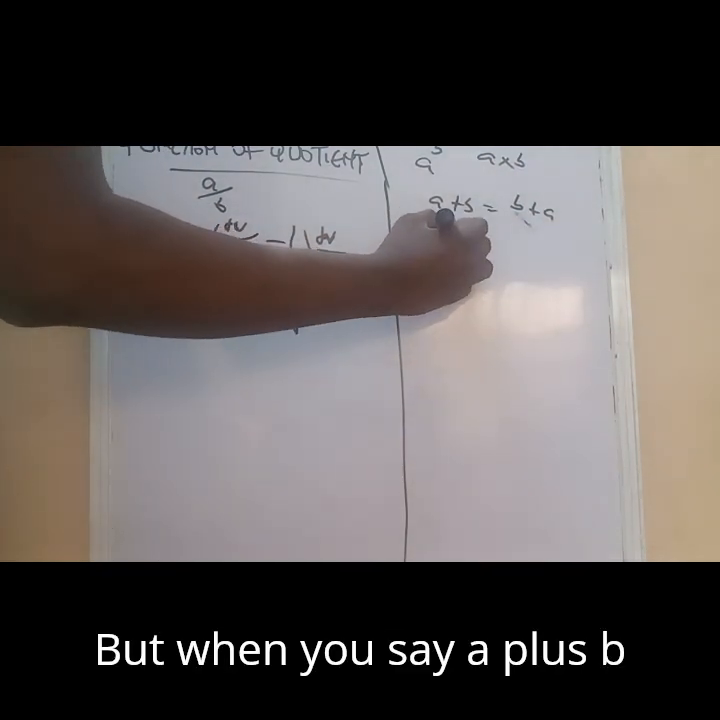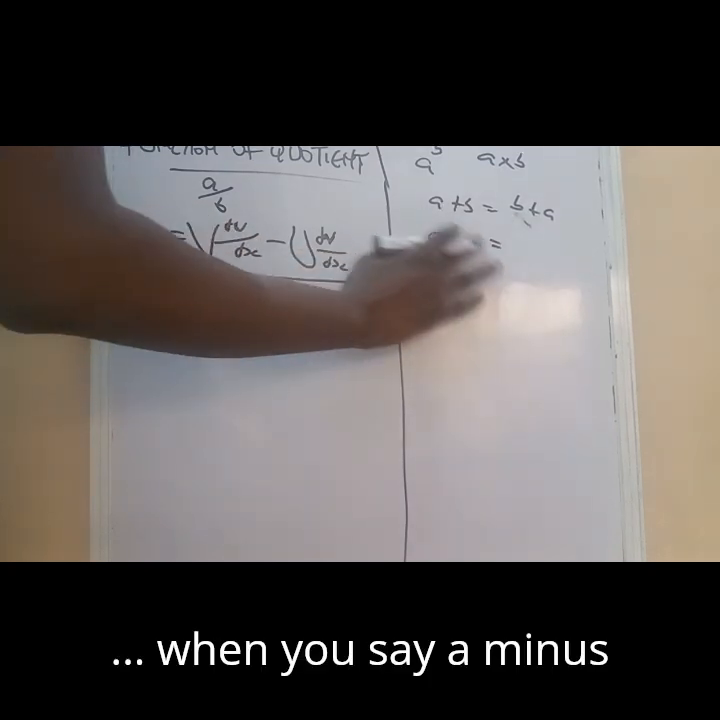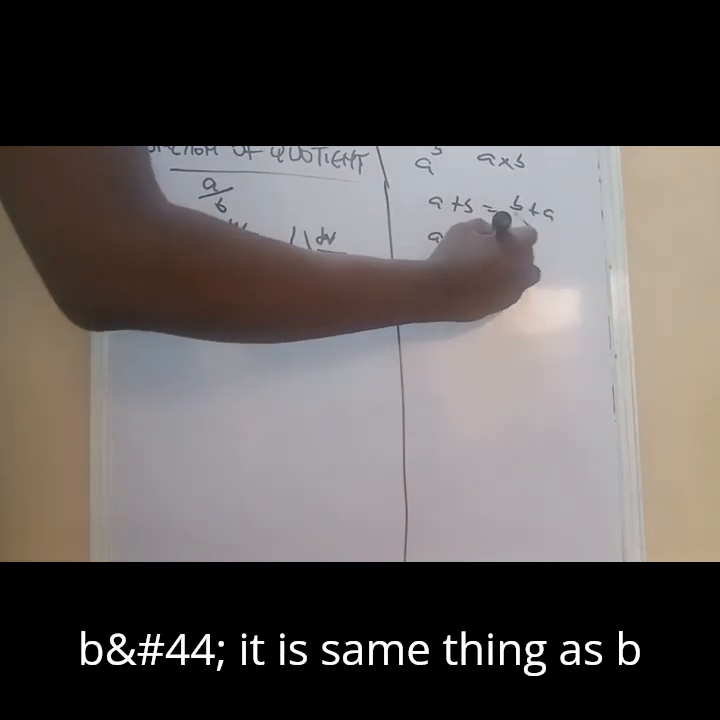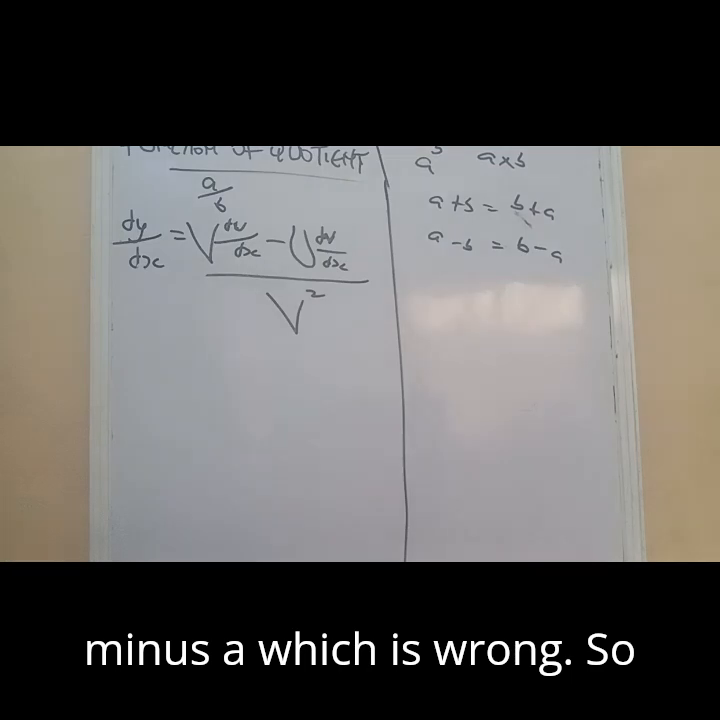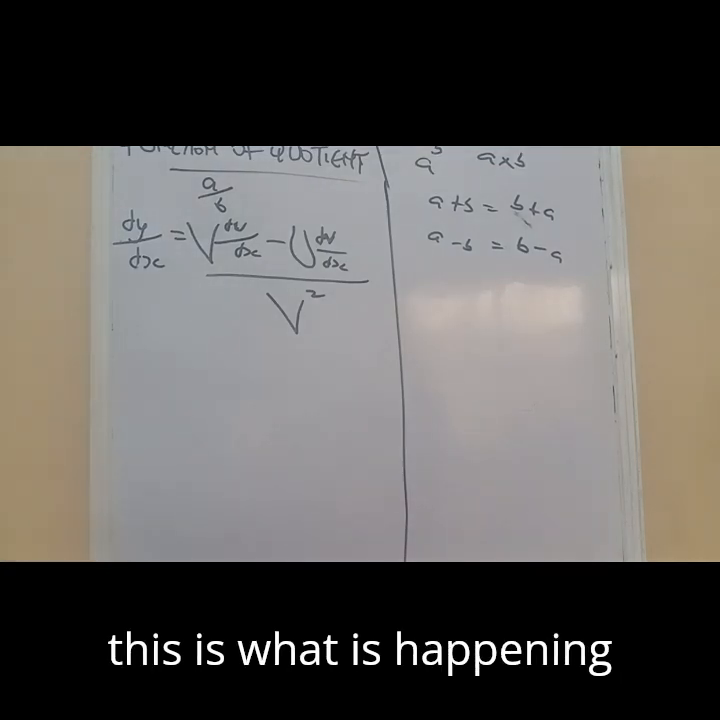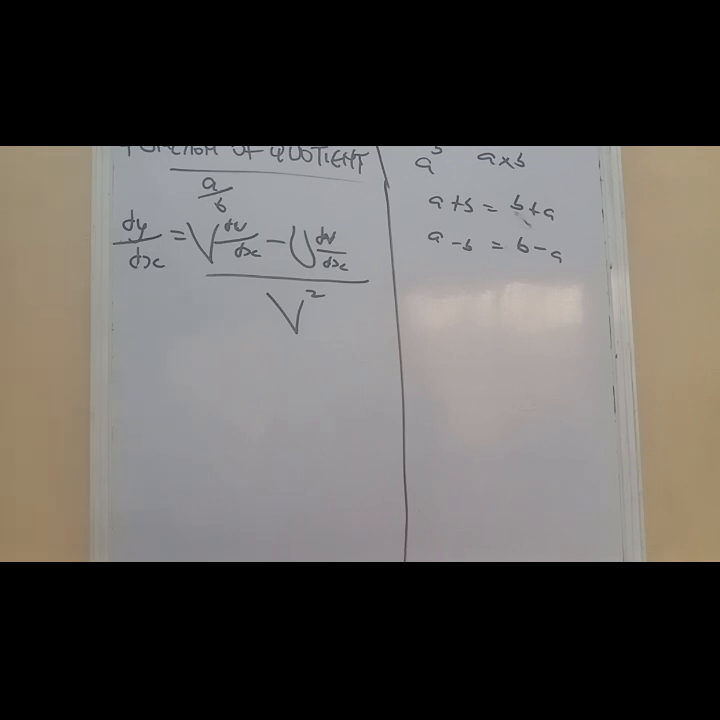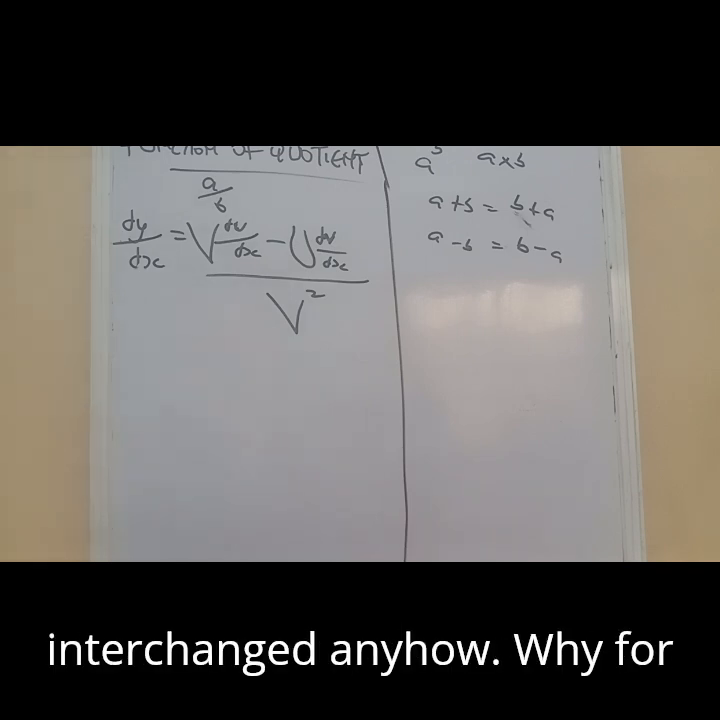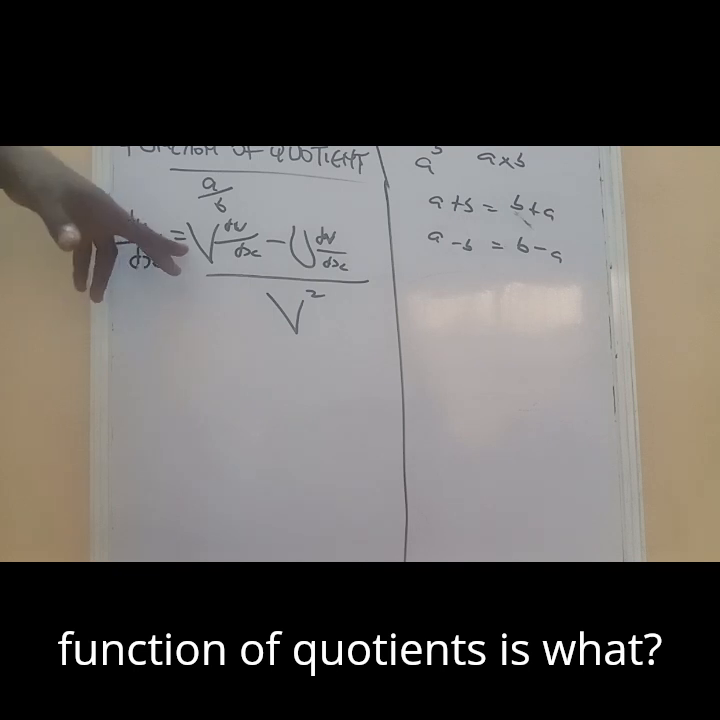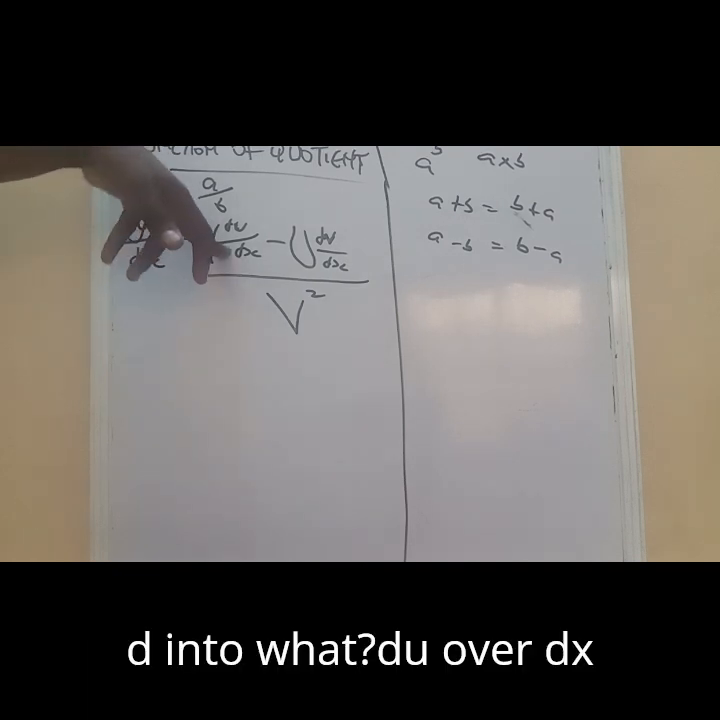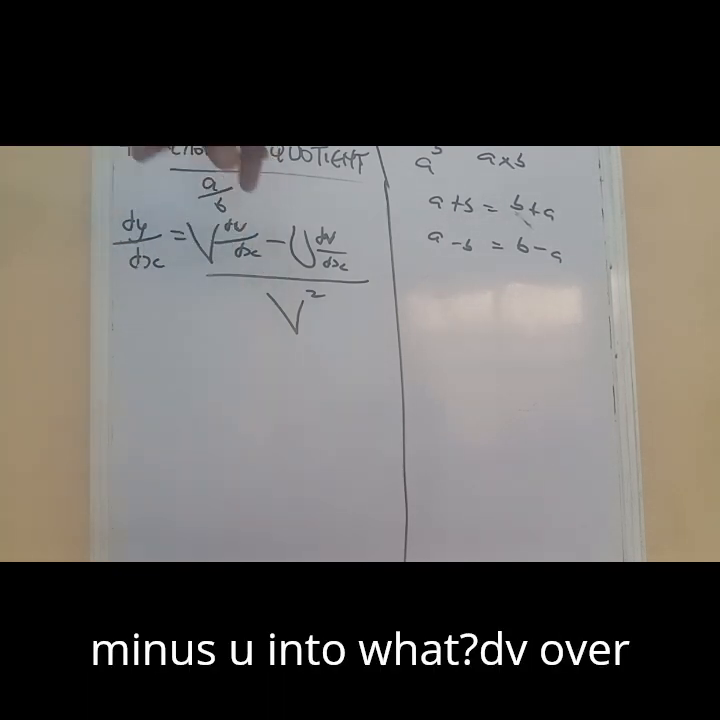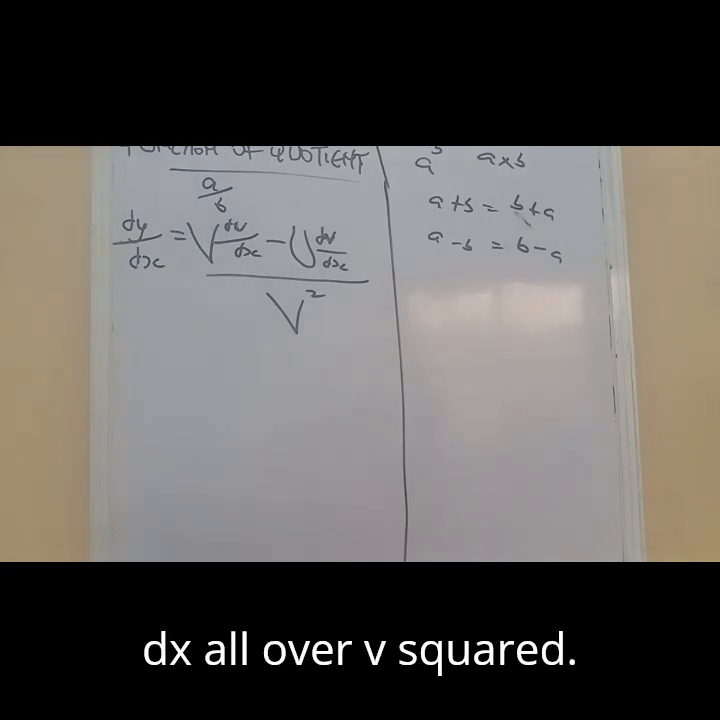But when you say a minus b, it's not the same thing as b minus a. This is wrong. So this is what is happening right now. So the formula for function of product can be interchanged anyhow, while for function of quotient, it is v times du over dx minus u times dv over dx, all over v squared.